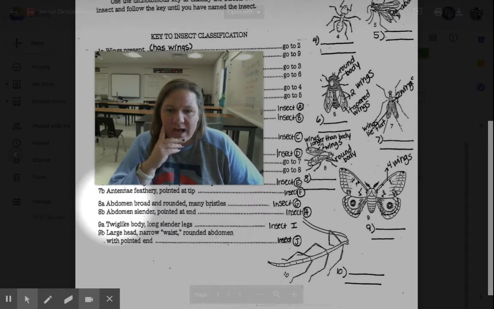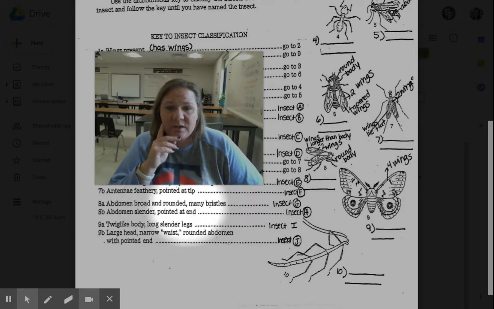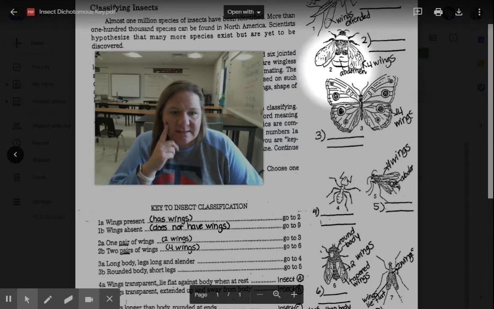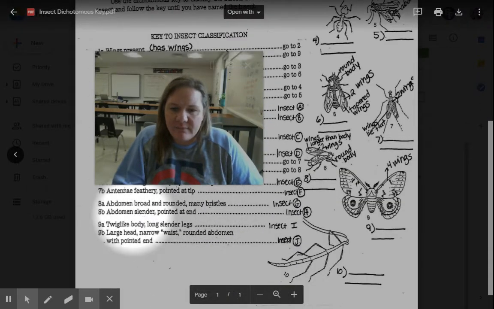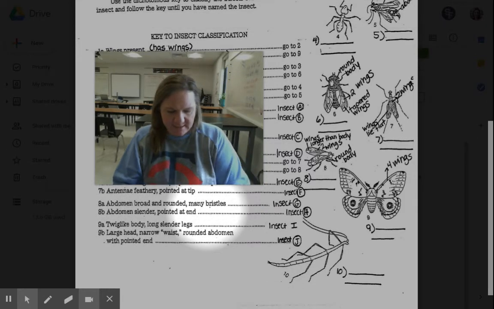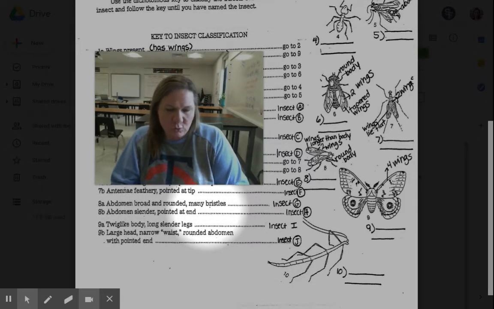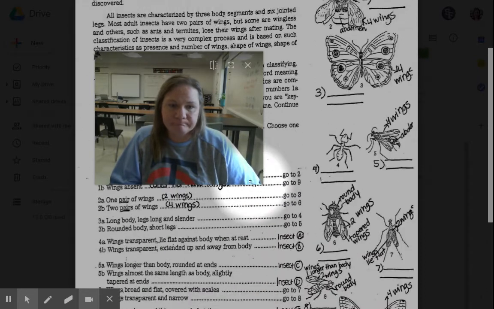8A, abdomen broad and rounded with many bristles, or abdomen slender and pointed at the end. If we look at this abdomen, it's broad and rounded. Broad means wide and rounded, and therefore this one should be insect G. So number 2 is insect G.